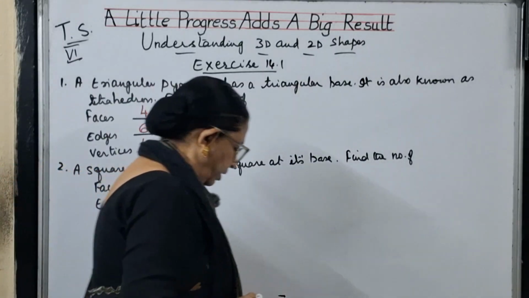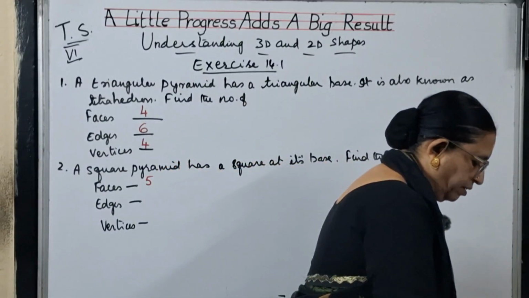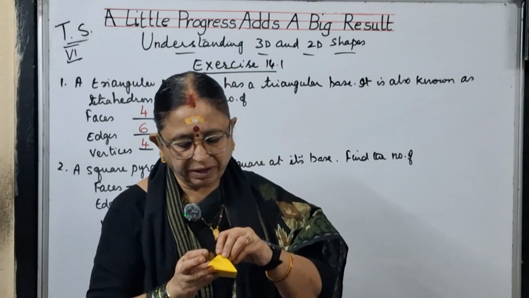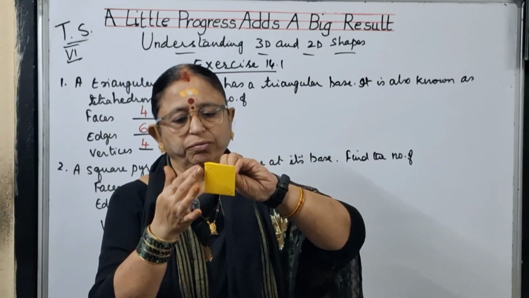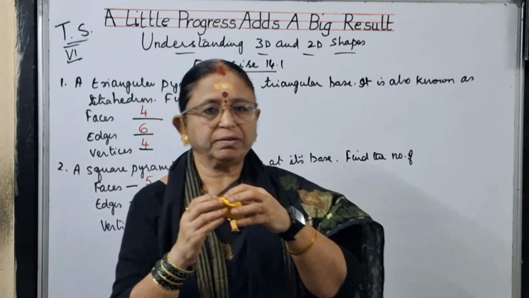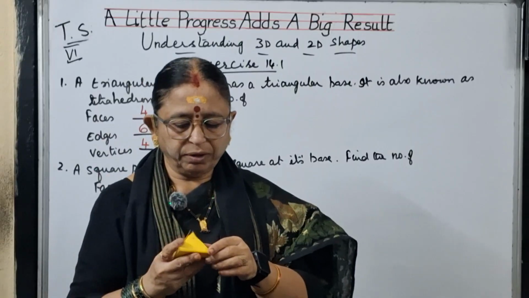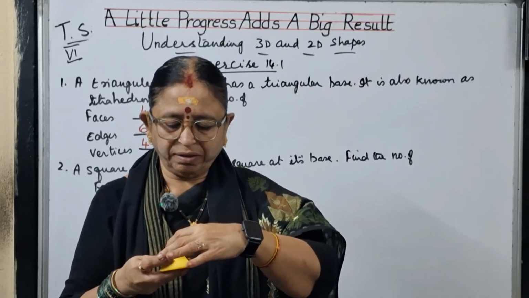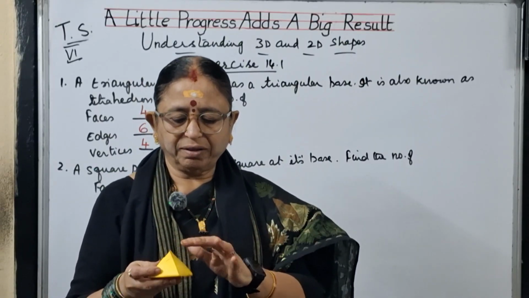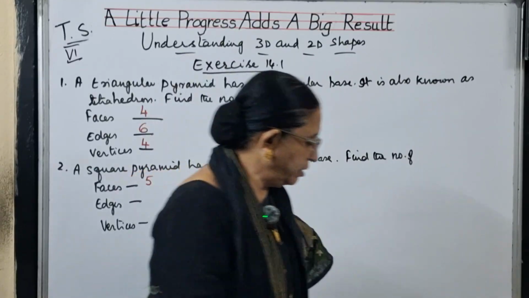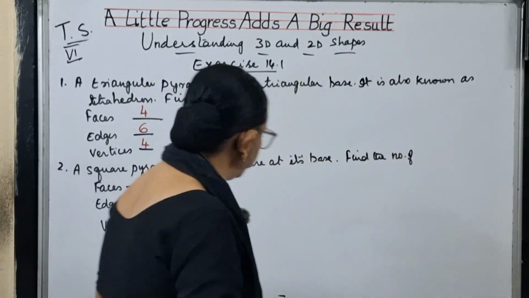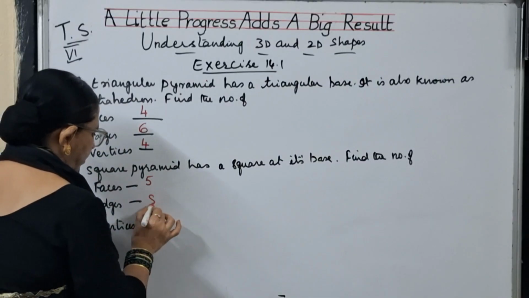And how many edges is it having? See, edges means again the sides. The base is having 4: 1, 2, 3, 4. So I have counted 4 for the base. This is 5, 6, 7, 8. Totally 8 edges it is having. So the number of edges is 8.